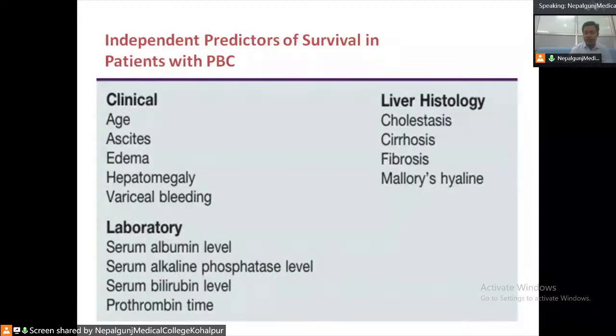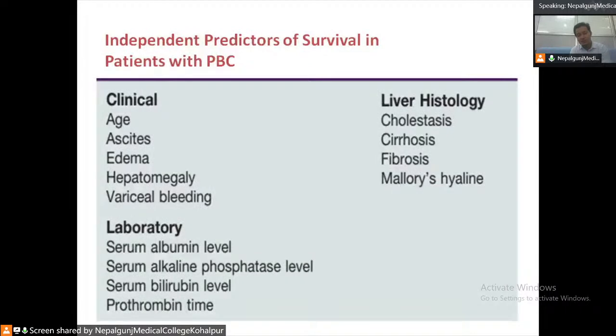Laboratory factors are albumin level. Albumin, the true liver function test, is serum albumin level. Okay. Raised bilirubin, ALT, AST do not indicate severe liver disease. Severe liver disease is always indicated by albumin and prothrombin time. Okay. The low albumin level, serum alkaline phosphatase level, bilirubin level, prothrombin time, these are laboratory tests that are supportive evidence of poor prognosis.